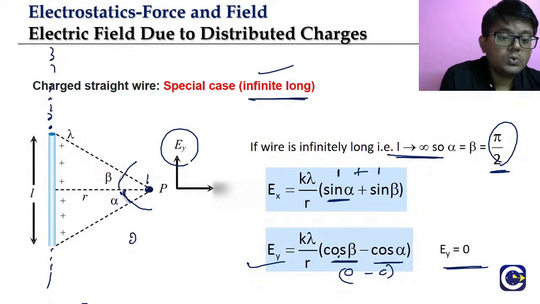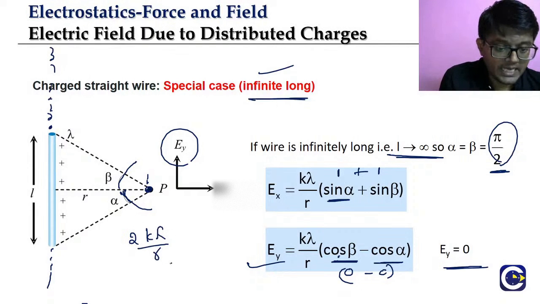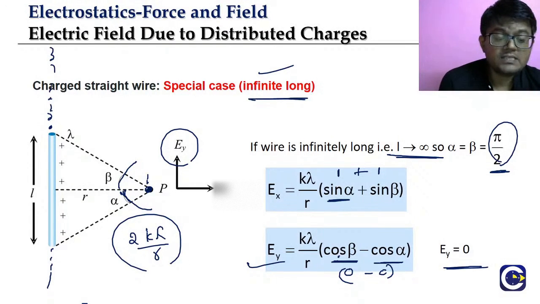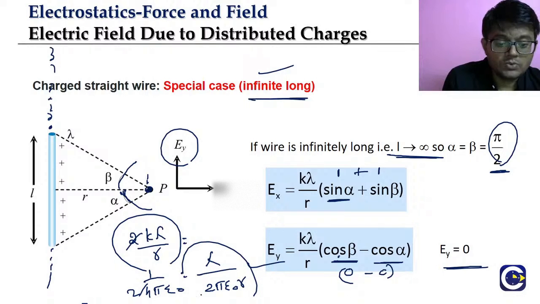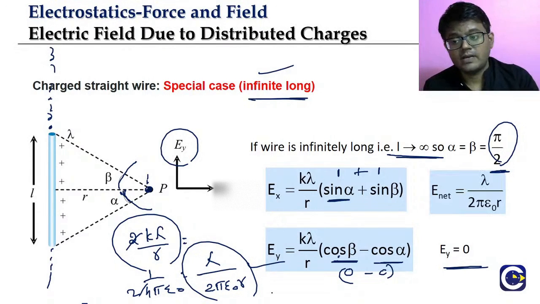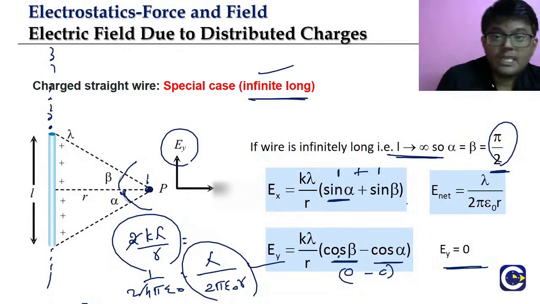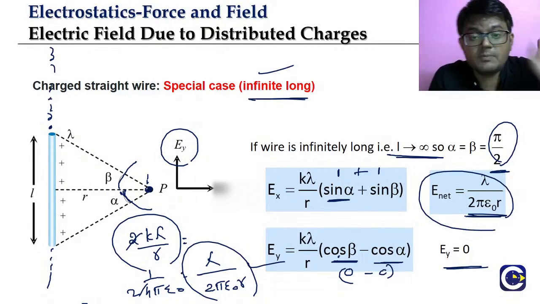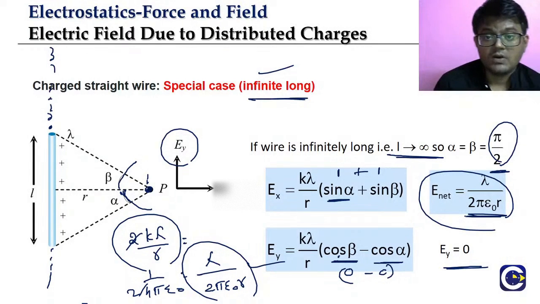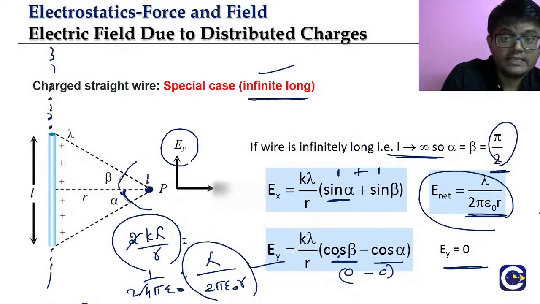ஸோ 2 times k lambda by r. இல்லைன்னா in place of k, இந்த k க்கு பதிலாக என்ன எடுக்கலாம், 1/4π epsilon naught. So k க்கு பதிலாக 1/4π epsilon naught எடுத்தா இந்த 2 ஒரு தடவை cancel ஆகிடும். ஸோ what is it, lambda by 2 epsilon naught into r. இது மட்டும் you just make a note of it. ஏன்னா திருப்பி இந்த result நம்ம பார்க்க போறோம் when we go to the Gauss law applications, right, அதுலயும் we are going to get the same result.